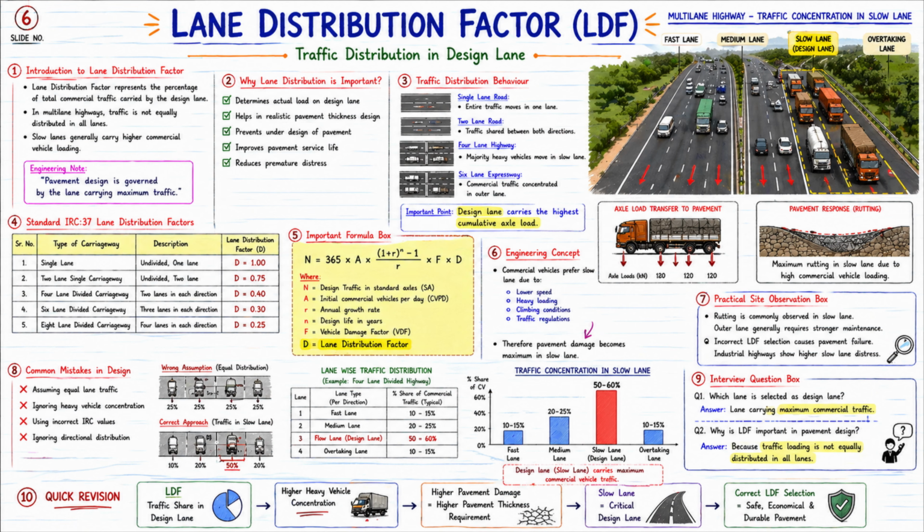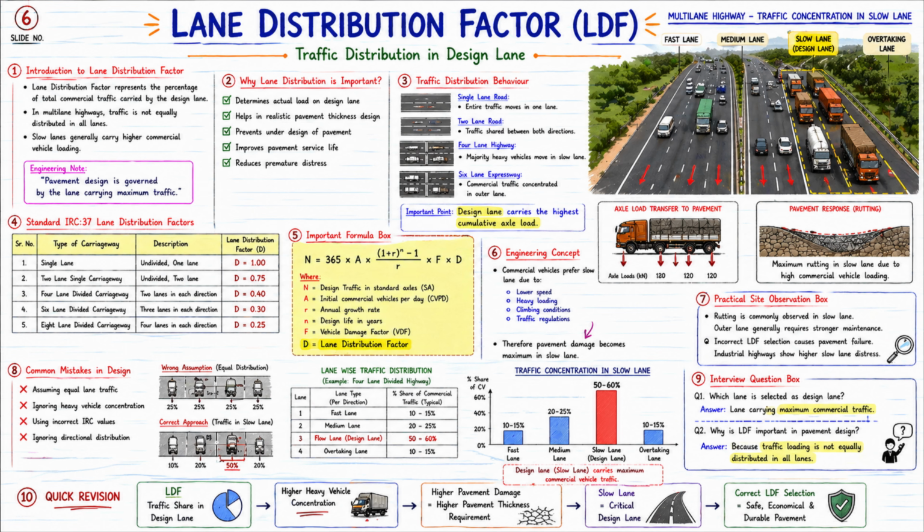Slide 6. Lane distribution factor (LDF). So friends, till now we have understood design traffic calculation. MSA calculated. What is traffic growth rate? How does vehicle damage factor work? Now comes a very practical question. Does the traffic move equally in every lane of the highway? Does every lane cause equal damage to the pavement? And how is the design lane selected in IRC 37? So now let us understand this important concept.